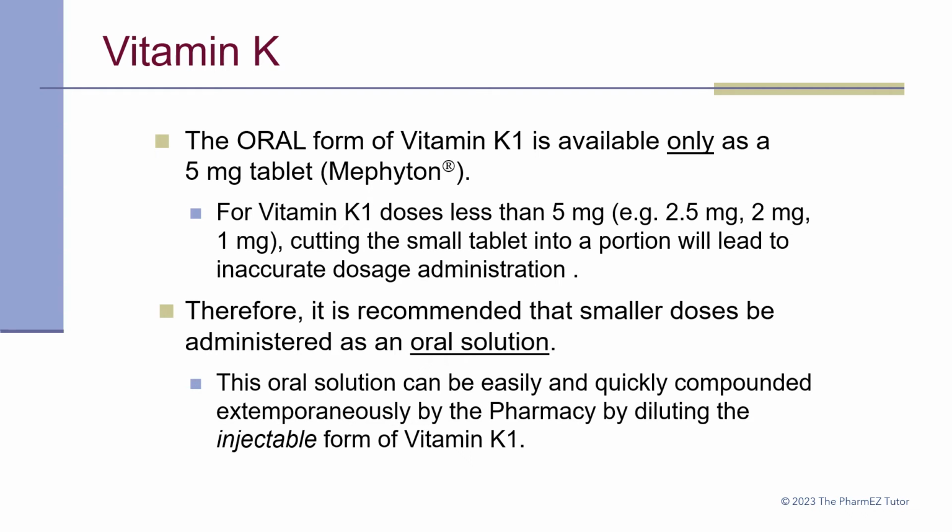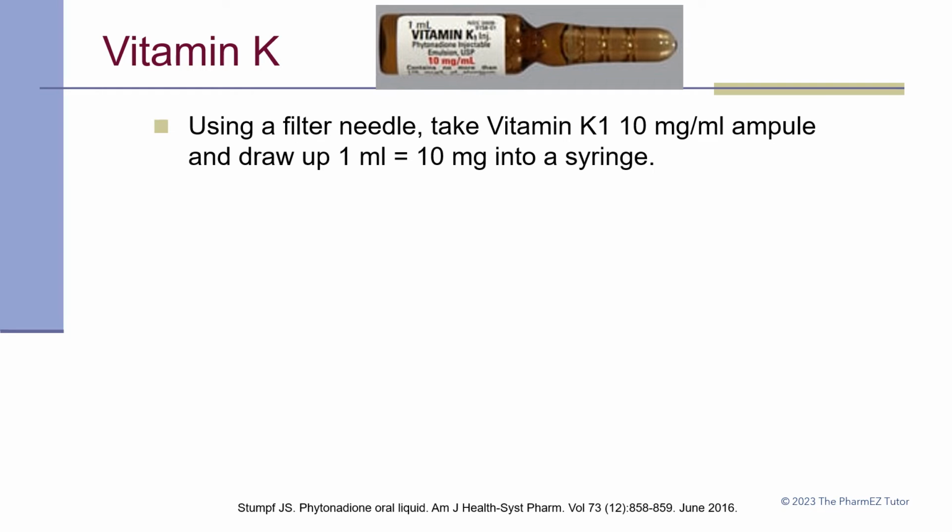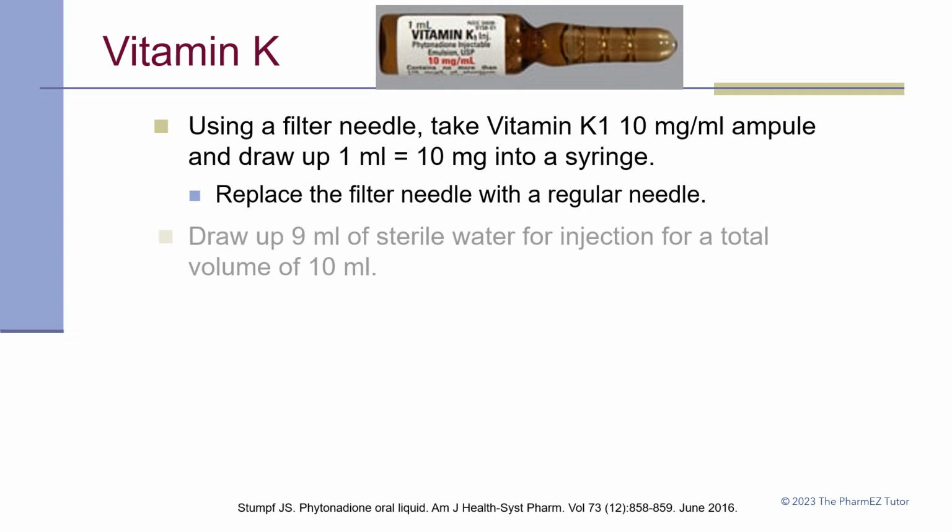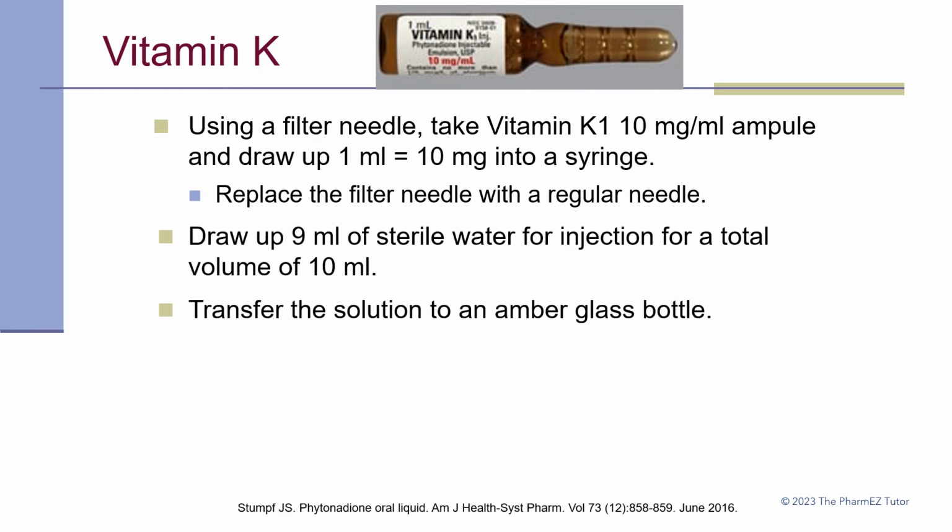This solution can be easily and quickly compounded extemporaneously by the pharmacy by diluting the injectable form of vitamin K. Using a filter needle, take a vitamin K 10 mg per ml ampule and draw up 1 ml, which is equal to 10 milligrams, into a syringe. Replace the filter needle with a regular needle. Draw up 9 ml of sterile water for injection for a total volume of 10 ml.